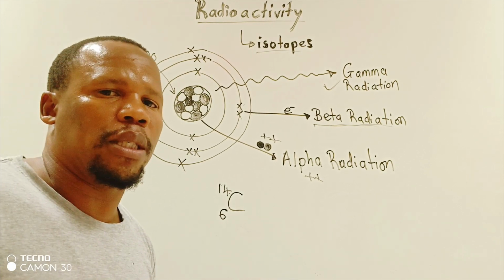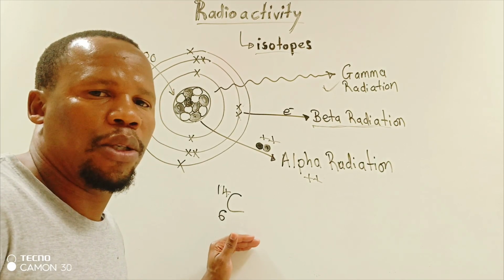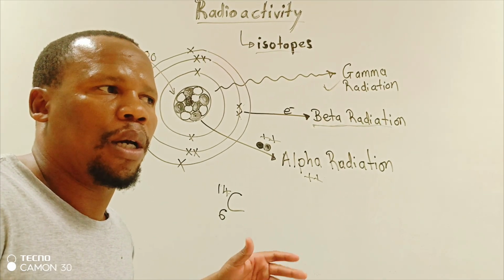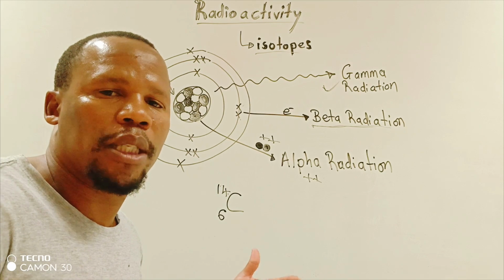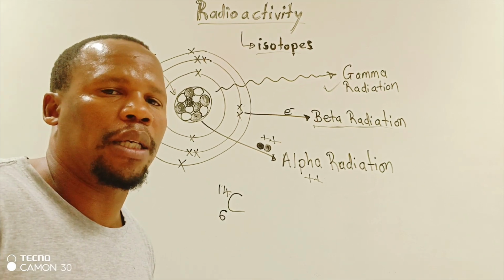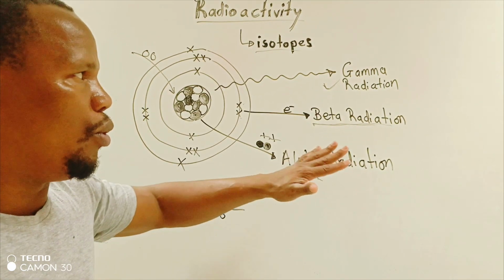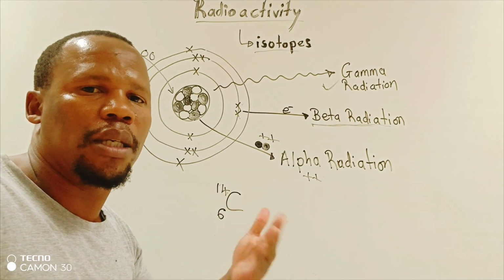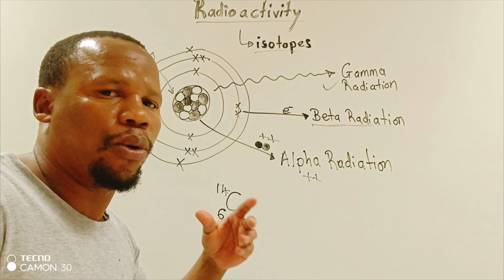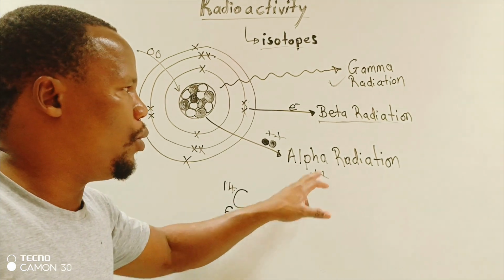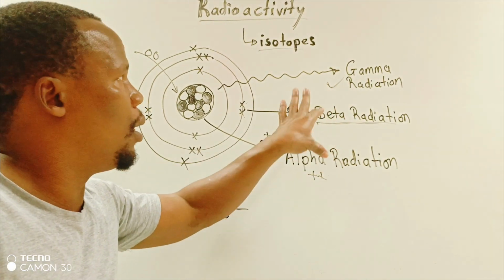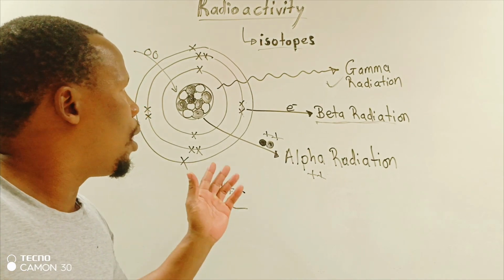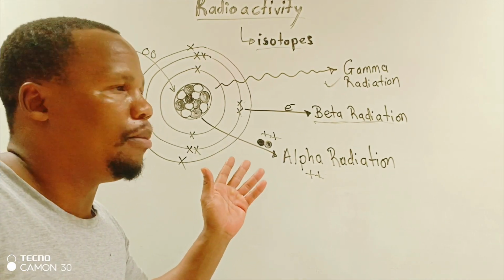I will explain more uses of radioactivity. I'll mention carbon dating and the concept of half-life. I just wanted to give you this illustration because seeing is believing. It shows where we get these three types of radiation, and I think this illustration will help most of you.